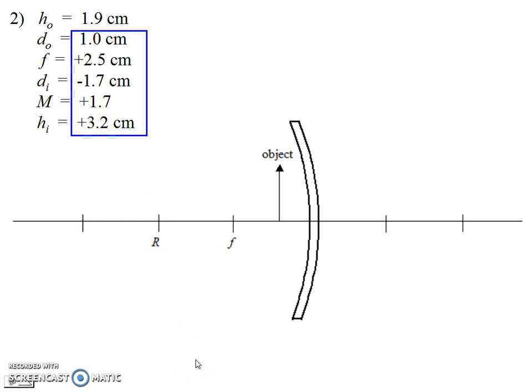Okay. Now at this point, pause the video, make your predictions as to the image description. We're doing one from each category. So we should be predicting upright, because we are getting a positive magnification. It should be magnified because we're getting a number larger than 1, and virtual because we're getting a positive magnification or a negative image distance. So we're actually expecting the image to appear on the wrong side of the mirror.